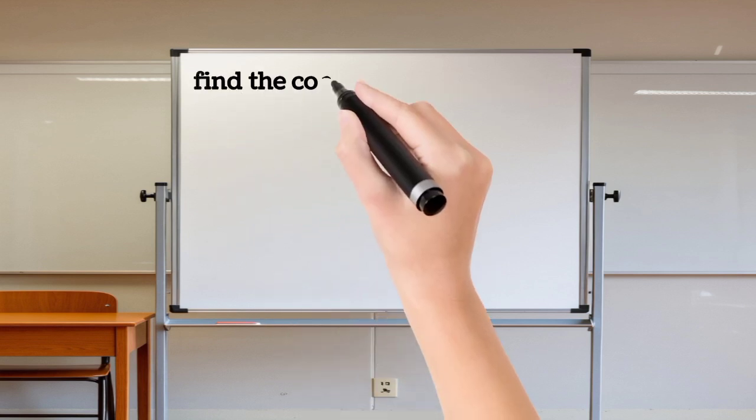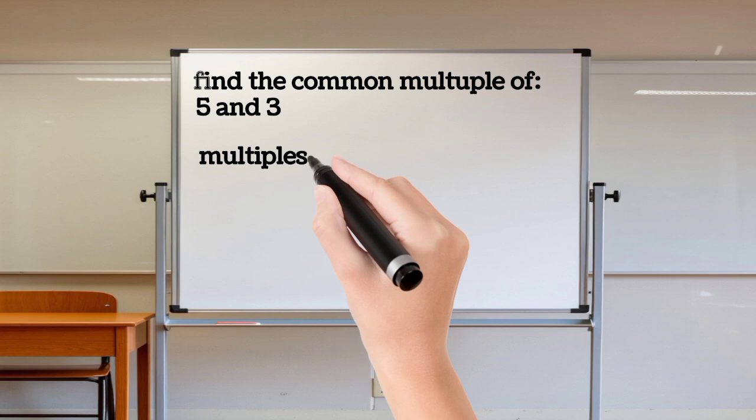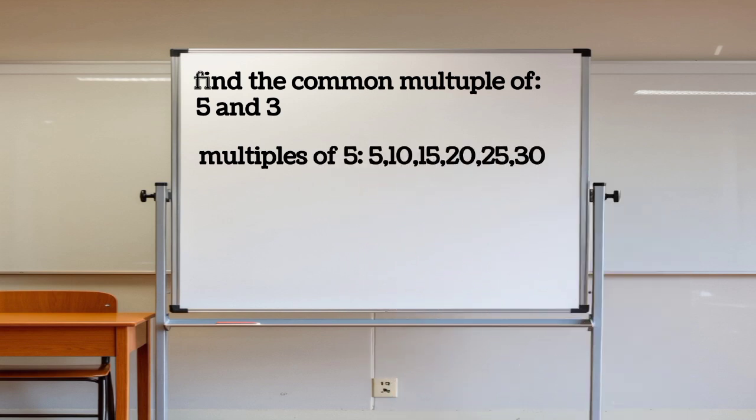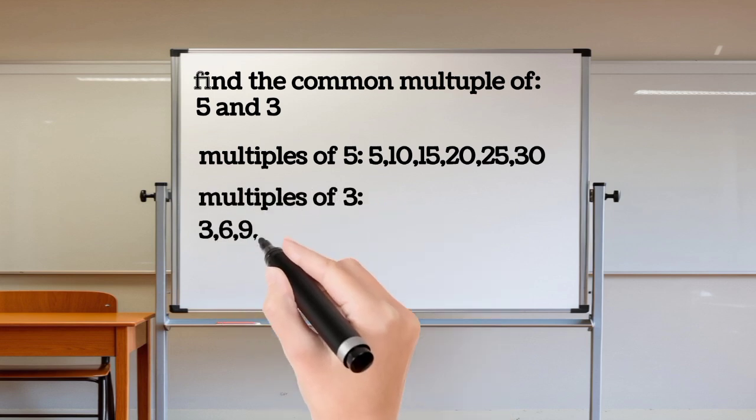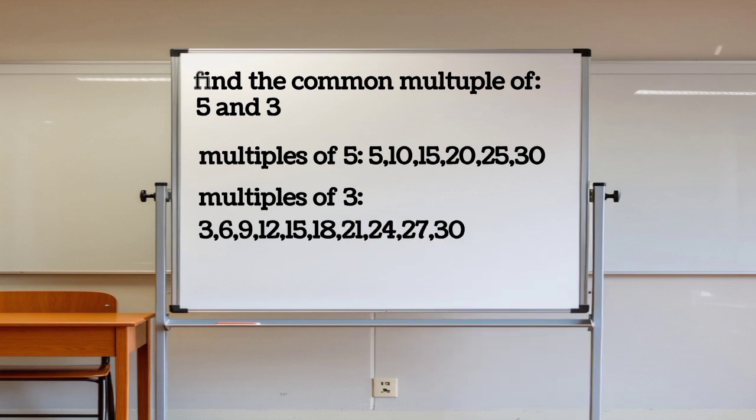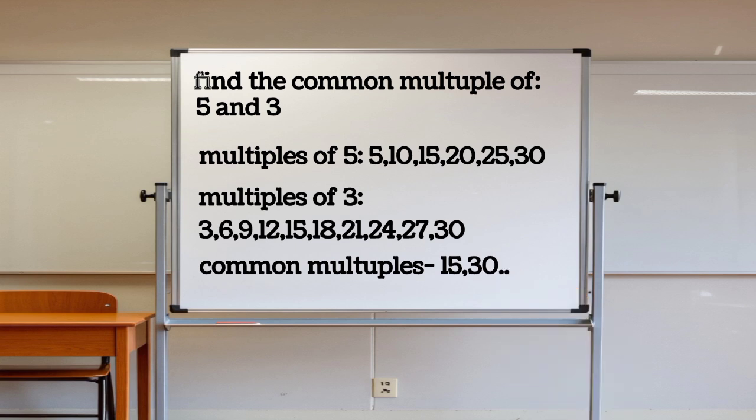We have find the common multiple of 5 and 3. So the multiples of 5 that we know already, we have 5, 10, 15, 20, 25, 30, 35, 40, and so on. Now find the multiples of 3. We have 3, 6, 9, 12, 15, 18, 21, 24, 27, 30. Alright, so you can find the common multiples, the numbers that are both multiples of 5 and multiples of 3, and we have what? We have 15 and we have 30. Alright, so those are the common multiples of 5 and 3.